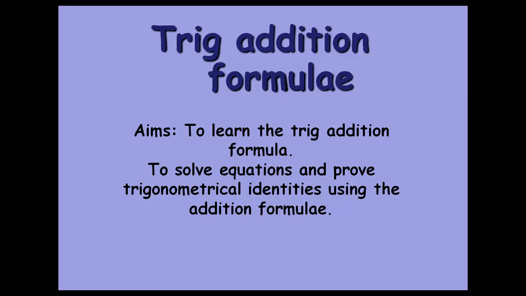Next we're going to look at some Core 4 trig. We're going to start with the trig addition formulae, and we're going to use them to solve equations and to prove some trig identities. These formulae are for sine A plus B, sine A minus B, cos A plus B, cos A minus B, tan A plus B, and tan A minus B.